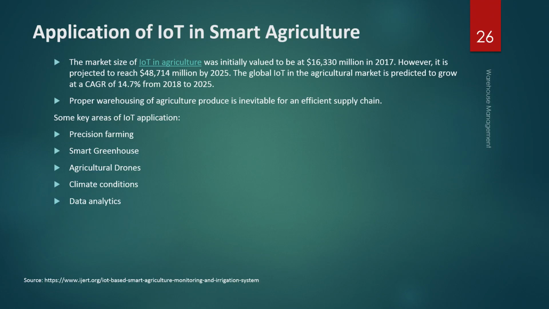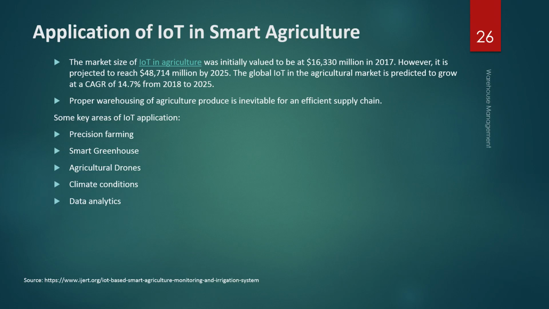If you look at the broad picture, you will see that the market size for IoT in agriculture was this value, which is pretty staggering, a little over $16,000 million in 2017, and it is expected to grow like anything to over $48,000 million by 2025. So, there is a potential for smart agriculture, particularly warehouse monitoring for agriculture produce, right. So, it is a very nice use case of sensing and actuation.